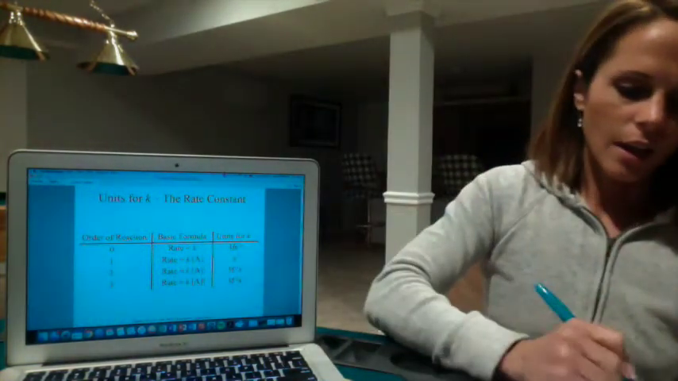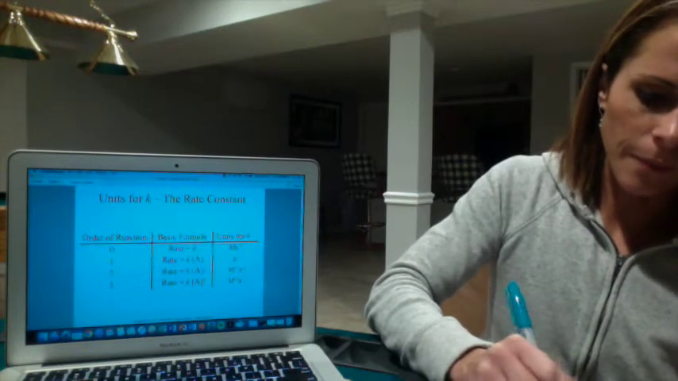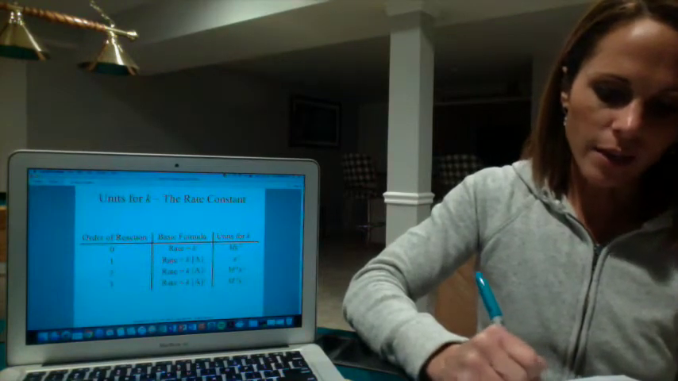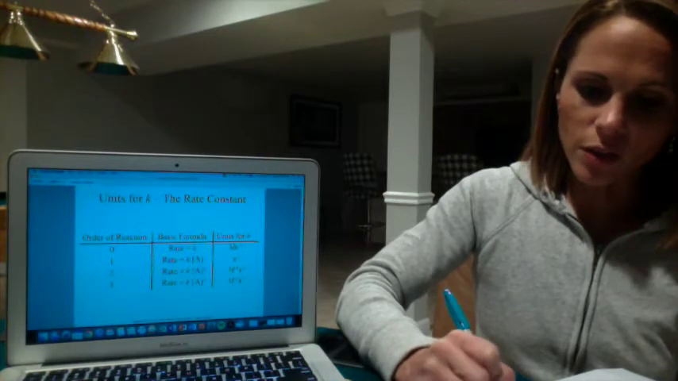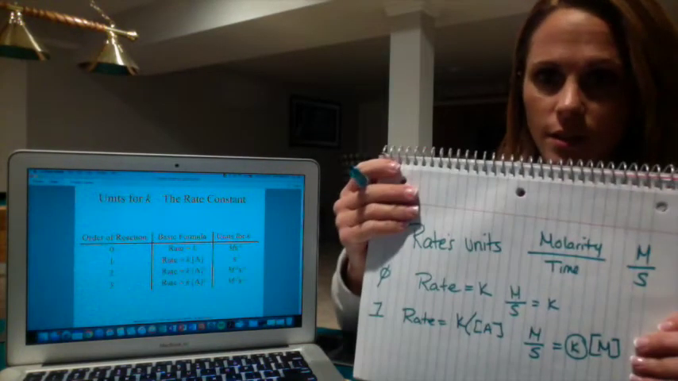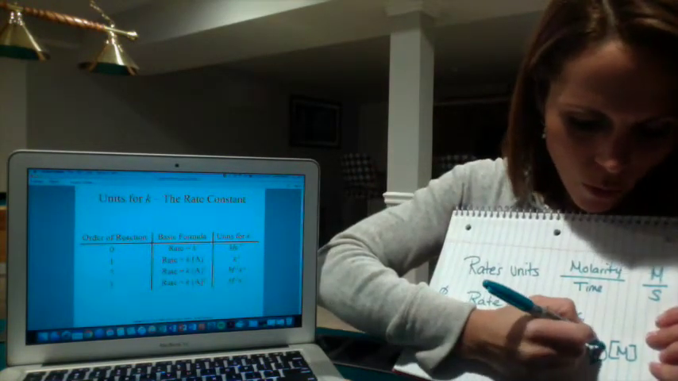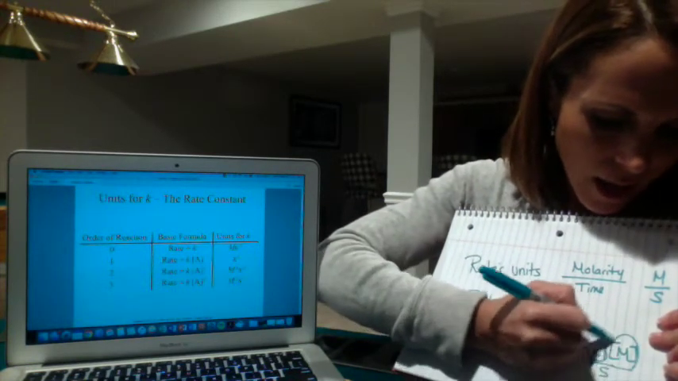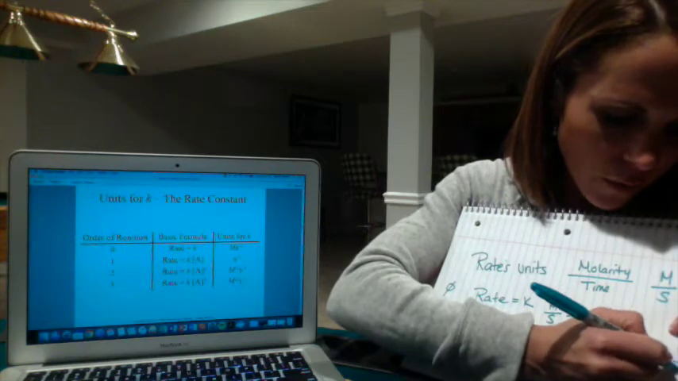Follow that? Now our first order reactions are rate equals K, and then you can see here, times the concentration of A. So again, if rate has to be equal to M over S, I'm going to write that, and I'm going to say my K value is what I'm solving for, and I know that concentration units mean molarity. So now my K value has to be equal to 1 over S in order for me to get M over S. So the units for K in this case are 1 over S.